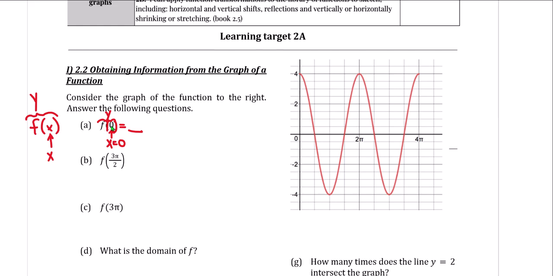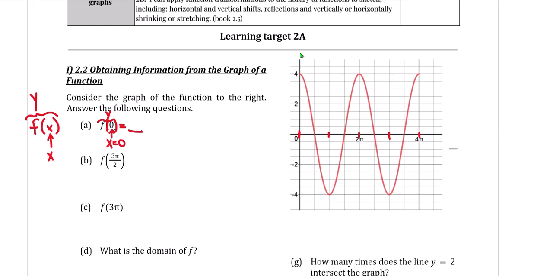So all this question is asking you to do is to go to the graph of this function, find where the point on the graph is where x is equal to 0, and return or output the y value at that point. So x equals 0, there's 0, there's 1 pi, there's 2 pi, there's 3 pi, there's 4 pi, so clearly x equals 0 here.